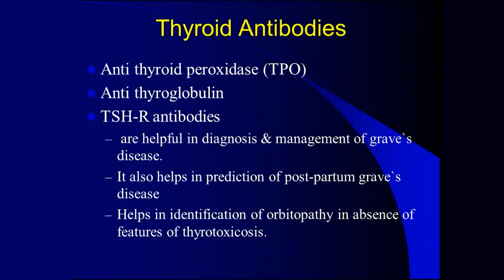Next, coming to the thyroid antibodies. These are very important to confirm diagnosis, especially for thyroiditis as well as Graves' disease. TPO and TG are classically elevated in thyroiditis, and TSH receptor antibodies are helpful in diagnosis and management of Graves' disease. They can also help in prediction of postpartum Graves' disease, and they can be useful in identification of orbitopathy in the absence of features of thyrotoxicosis.